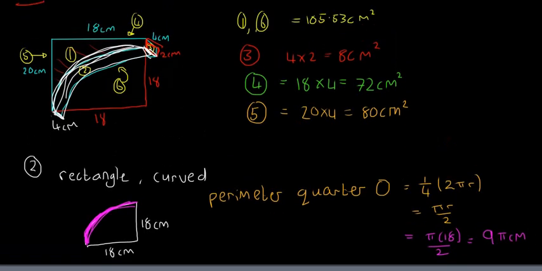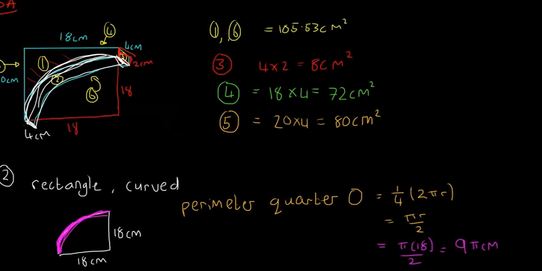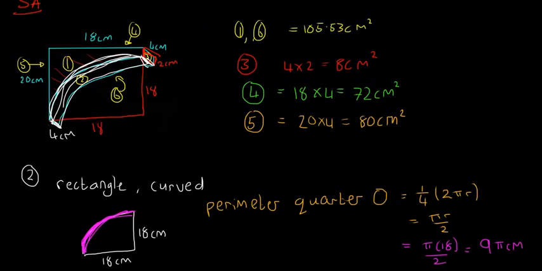So that means if we want to find the area of number 2 here, it's going to be 4 multiplied by 9 pi. I'm just going to write that here in purple. This area is going to be 9 pi multiplied by 4, and that's just 36 pi centimeters squared. So if we want to add all of these up, we can find our total surface area.